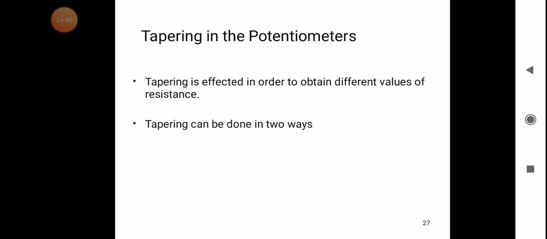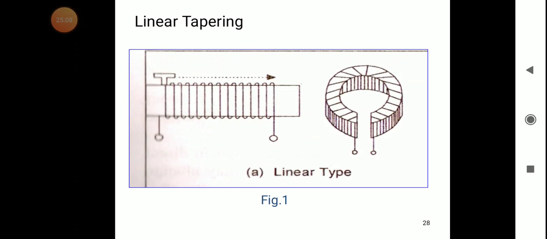The tapering in the potentiometer is effected in order to obtain different values of resistance. This can be done in two ways: linear tapering and non-linear tapering. Linear tapering, you can see the diagram. The shaft moves linearly from the starting to the ending. That is called linear type tapering.